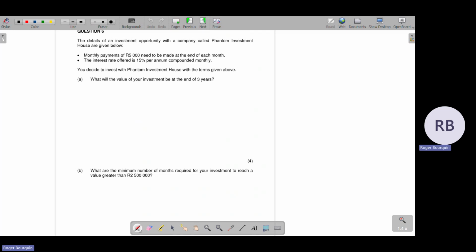Right. So you're going to start here at time 0. And at the end of your first month, you're going to pay in 5,000 Rand, right? You invest 5,000 Rand every single month. For how long? For 3 years. So what's that going to be in months? 36, right? So you're going to make 36 payments. And you want to know what this investment is going to be worth.